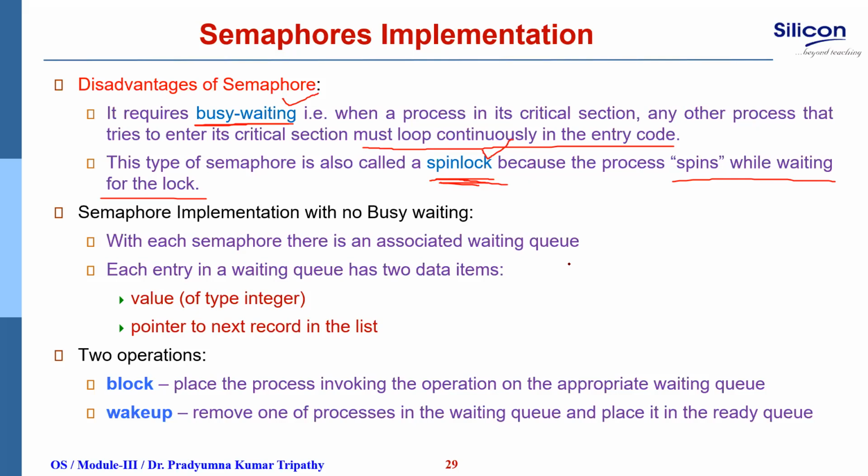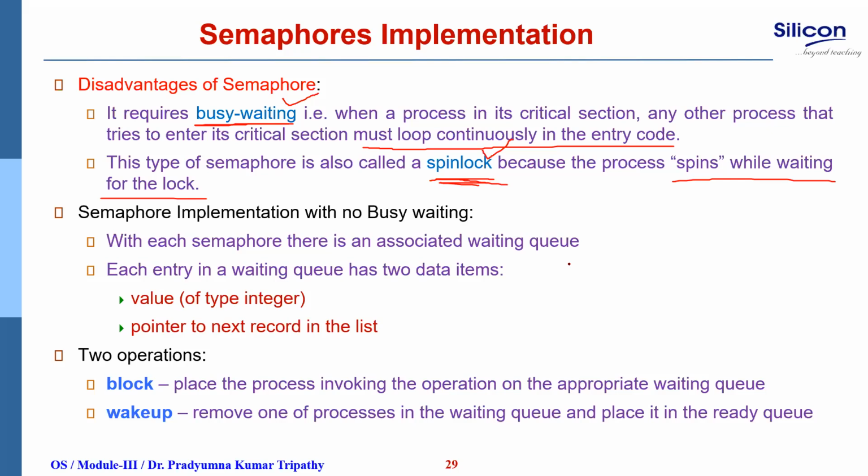There is another way of implementing the semaphore with no busy waiting. So what we'll do over here is, with each semaphore, there is an associated waiting queue. For every semaphore, we'll have a waiting queue. Each entry in the waiting queue has two items. So we'll have a structure with two variables. One is a value of integer type. The second one is a pointer to the next record in the list. So it is a self-referential structure having two data members. One is the value.